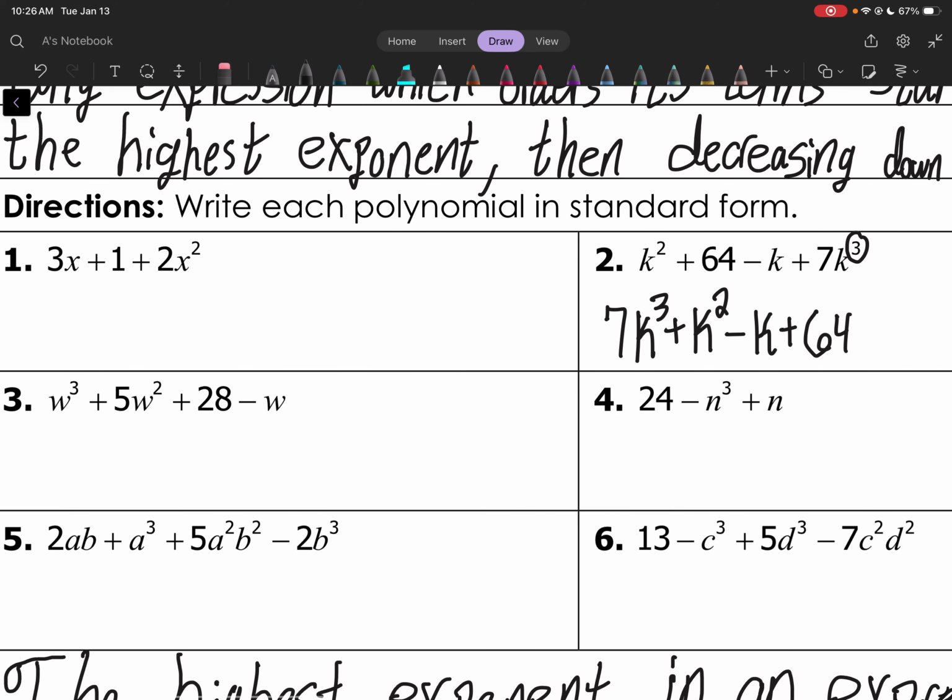Let's do number 4. I have the cubed as the highest term, so I have negative n cubed. The next highest is n to the first, so plus n. And then lastly is my constant, plus 24. Go ahead and pause the video and try 1 through 6.